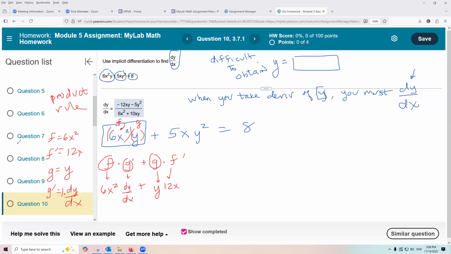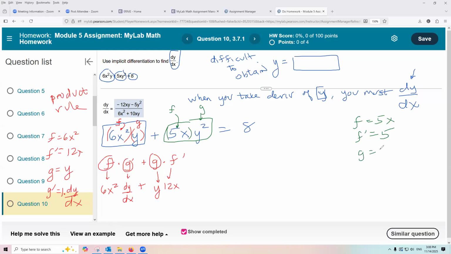All right, let me come over. I'm going to do the same thing here with 5xy squared. We need the product rule for this. So I'm going to call the f function 5x, and the g function will be y squared. So let me come off to the side here. F is 5x. That means f prime is just 5.